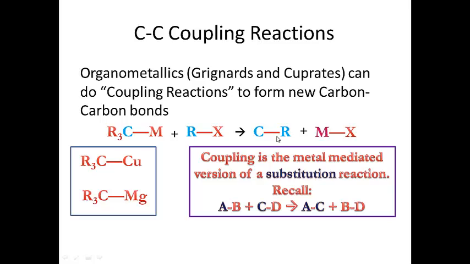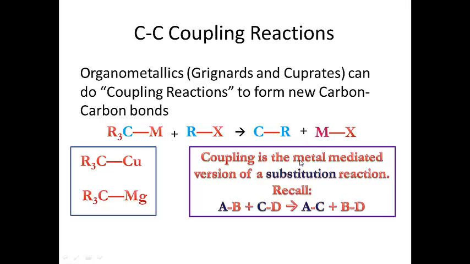So I can use organometallics to do coupling reactions with alkyl halides to form new carbon-carbon bonds. This is a bond between the carbon from the organometallic and the carbon, which here is represented by R, from the alkyl halide. The types of organometallics that do these couplings, the ones we're going to focus on anyway, are Grignards and cuprates. There are many other organometallics, but they're outside of the scope of this class.